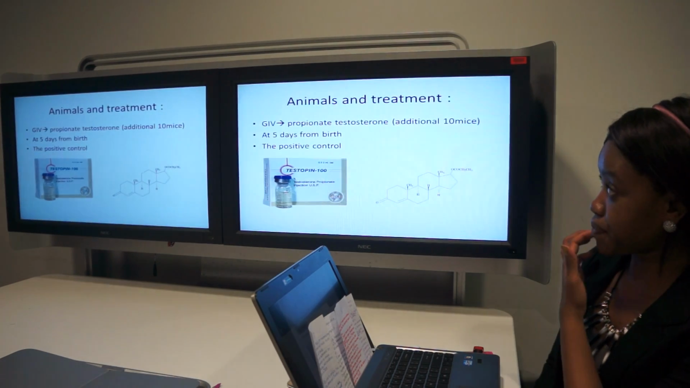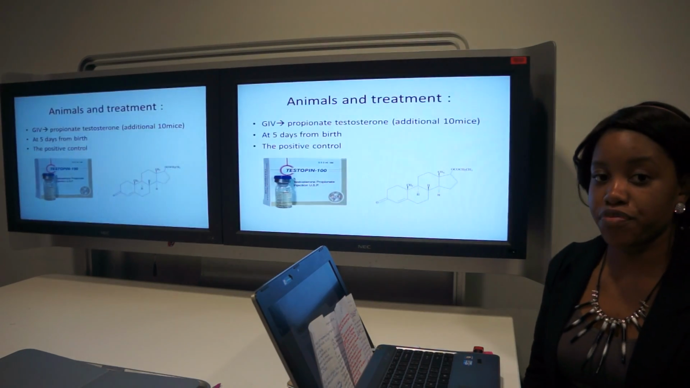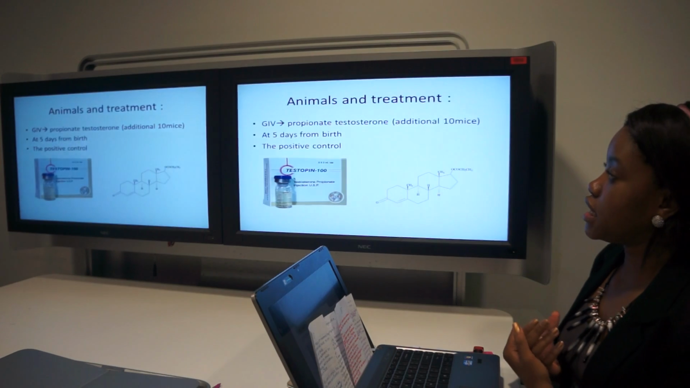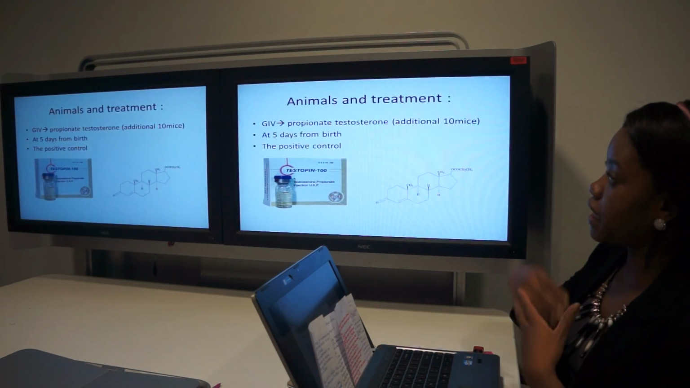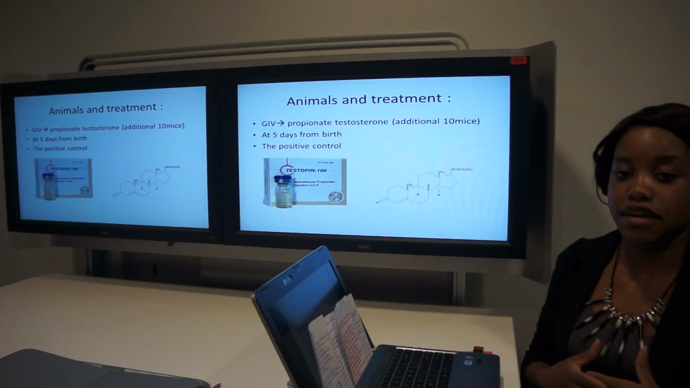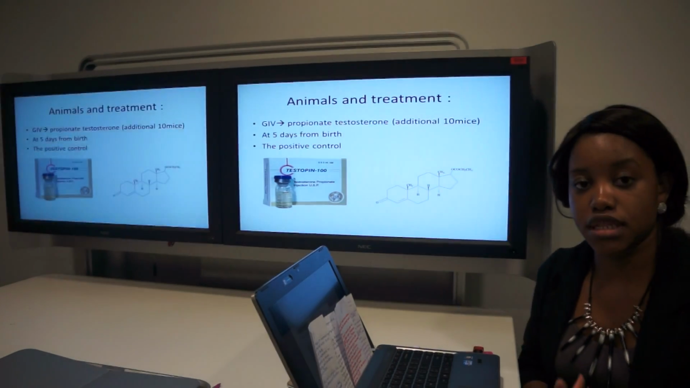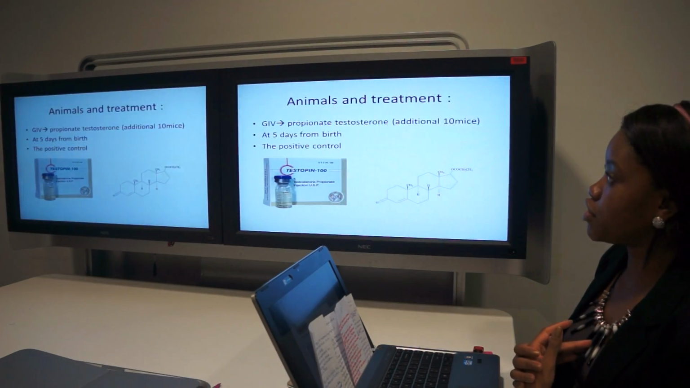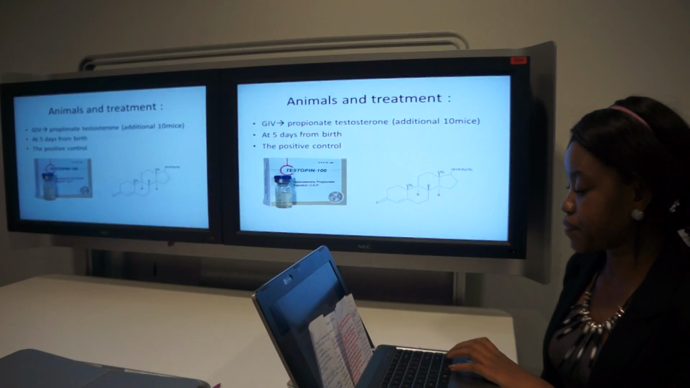mice were then sacrificed. And Group 4 mice was another group of mice that was added to the experiment. At 5 days of birth, they were injected with 1.25 milligrams of propionate testosterone.